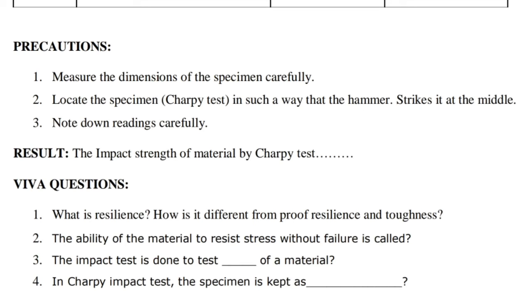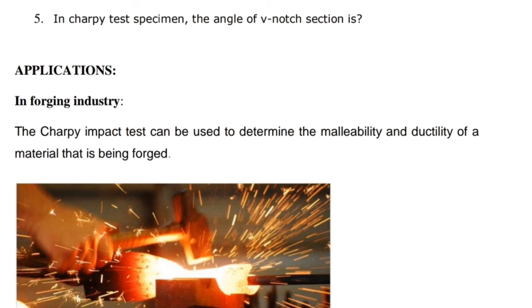Viva questions. First, what is resilience? How is it different from proof resilience and toughness? Second, the ability of the material to resist stress without failure is called what? Third, the impact test is done to test what property of a material? Fourth, in the Charpy impact test, the specimen is kept as what? Fifth, in the Charpy test specimen, the angle of the V-notch section is what?